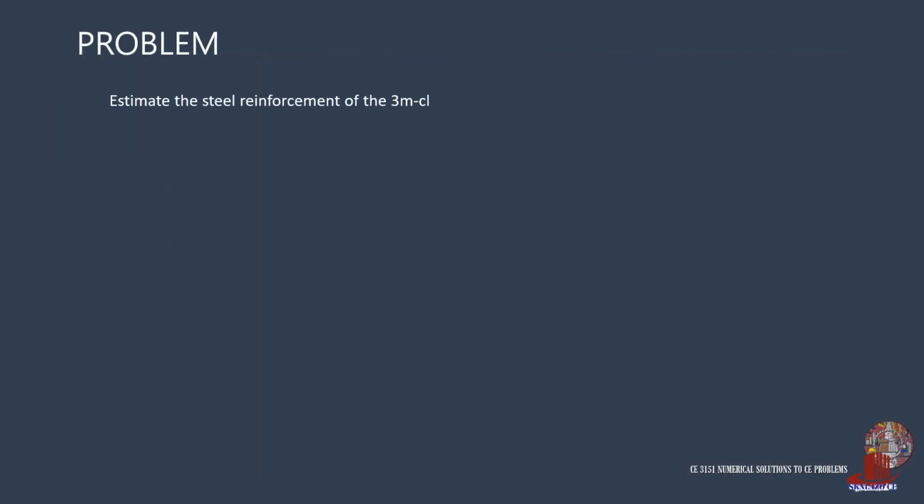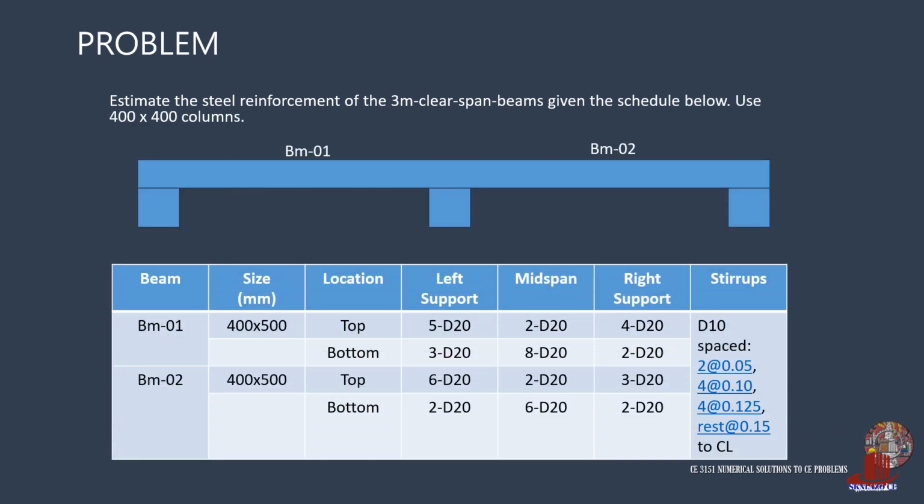The beam for the study contains two segments, which are designated as beam 1 and 2. They are supported by 400 by 400 columns. A partial list of the beam schedule is also specified, where both beams are of 400 by 500 mm size.